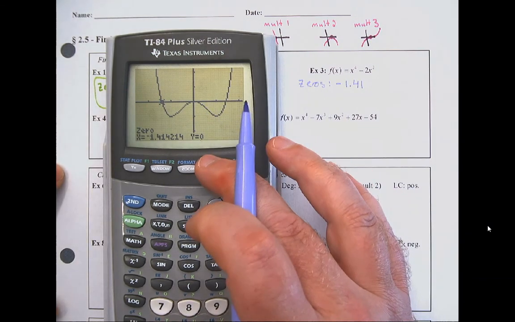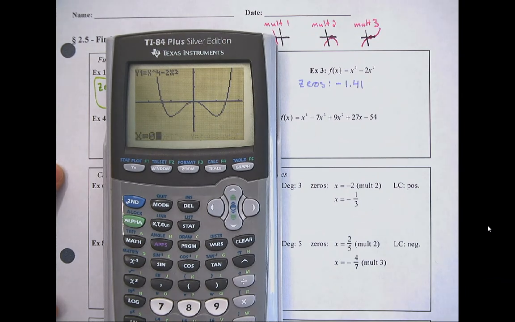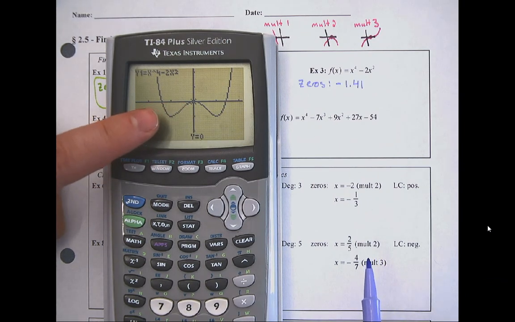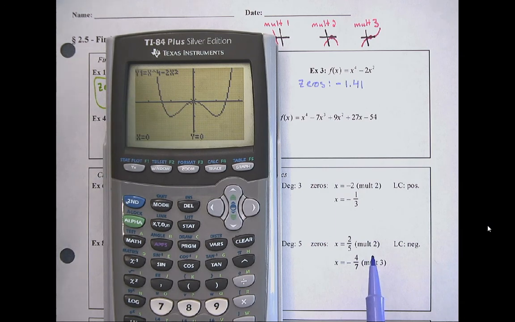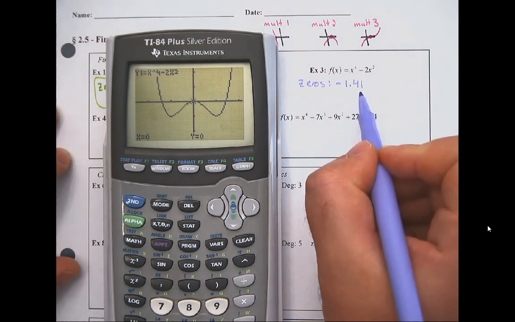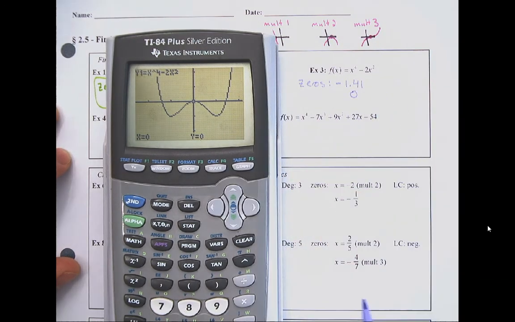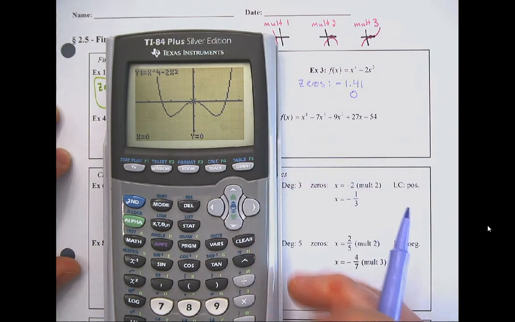I'm going to take a guess that this is at 0. And I'm right, because my y value is 0. So you don't have to always use trace, and you sometimes can't use guess. But you should always try to guess first to save yourself some time. So then I found another 0 at 0. And then let's find this other one.